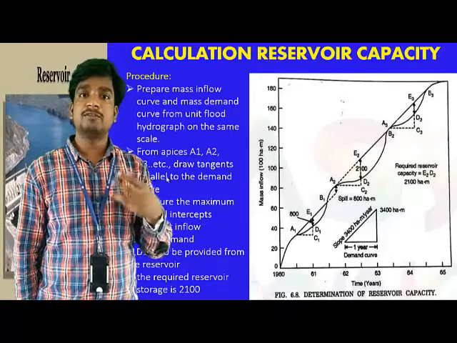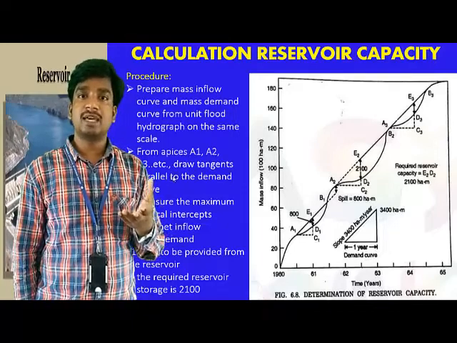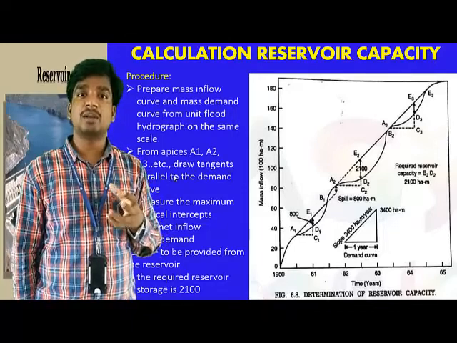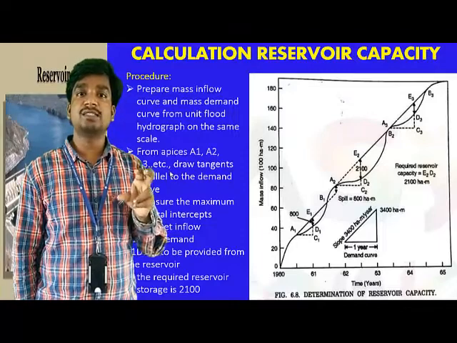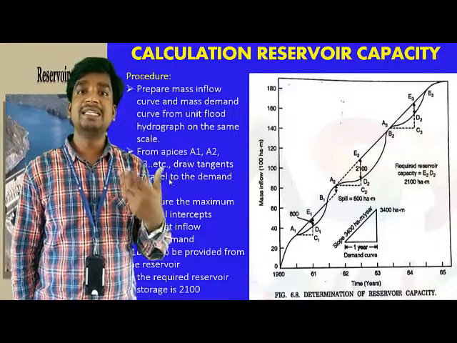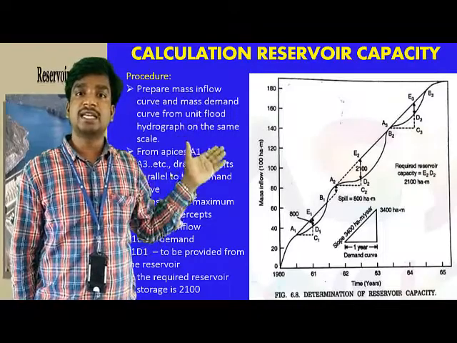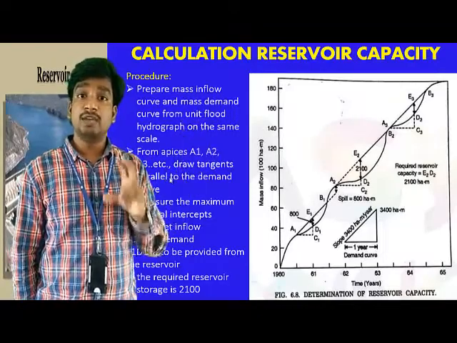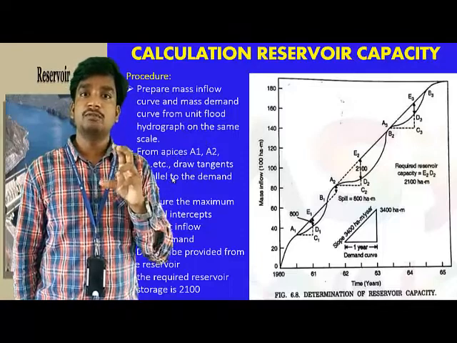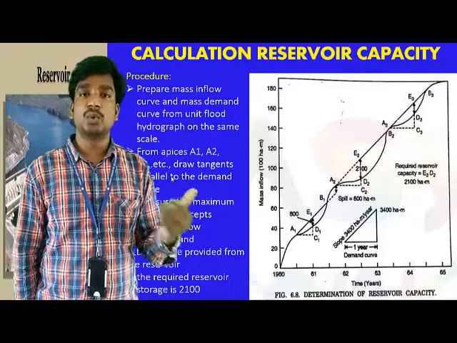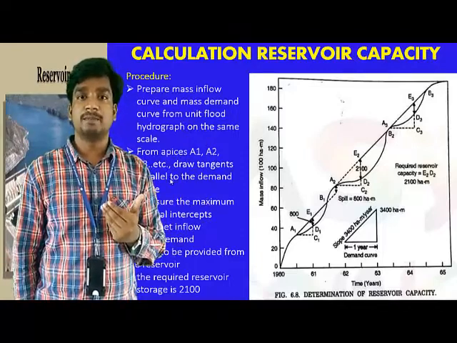So why are we supplying from the storage of the reservoir? Because there is a shortfall, because the net inflow is not sufficient to meet the demand. As there is a shortfall, that shortfall is indicated by E1 D1. So E1 D1 is the amount of water which you have to supply from the storage in the reservoir.